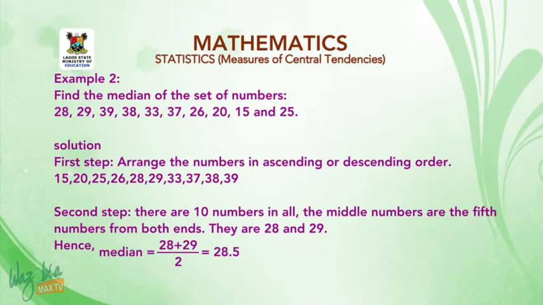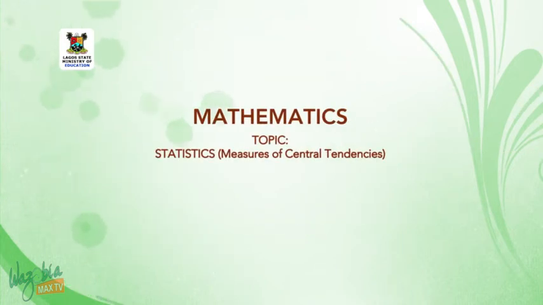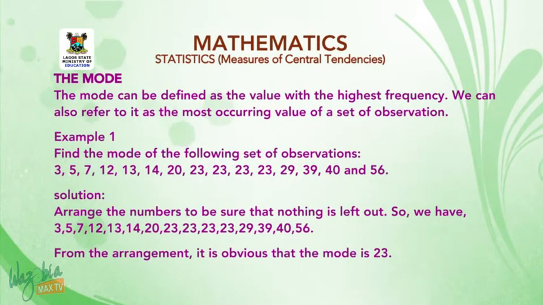So in the next segment, we shall look at the third example. Welcome back to the third segment of Statistics Series 1. We are going to look at the mode now. The definition: the mode can be defined as the value with the highest frequency. We can also refer to it as the most occurring value of a set of observations.